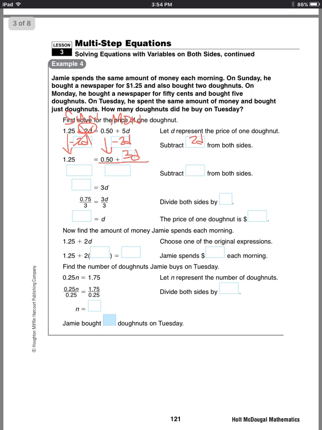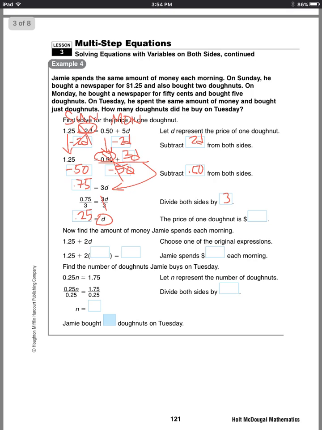So now I need to look at the variable side and move the constant. The constant is 50 cents is being added, so we're going to subtract 50 cents from both sides. Make sure that decimal's there. $1.25 minus 50 cents is 75 cents equals 3D. Because these canceled, right, and brought just our 3D down. Now we're going to divide both sides by the coefficient, which in this case is 3. So our 3's cancel, leaving us with one donut, and 0.75 divided by 3 is 25 cents.